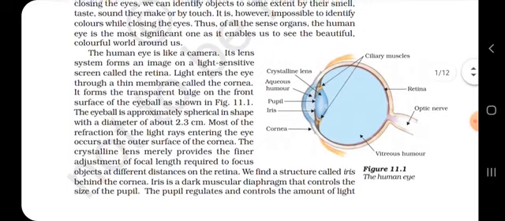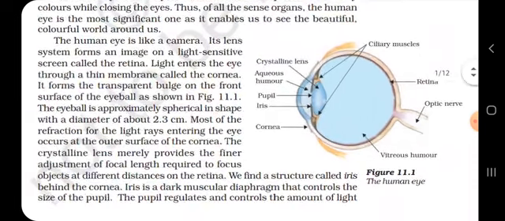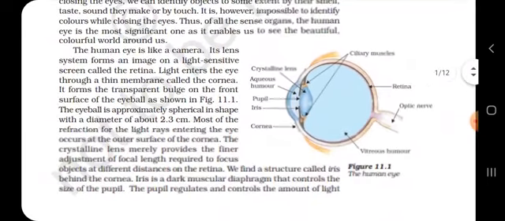In examinations, if they are asking you to write a short note on the human eye, it is compulsory to draw the diagram of the human eye. So this is what we call the cornea.